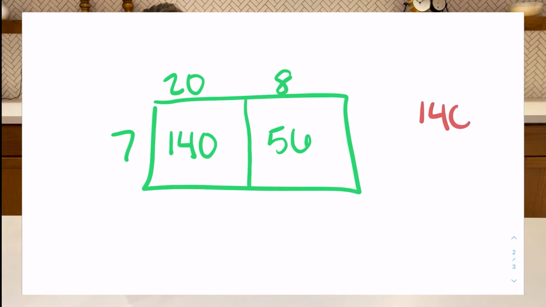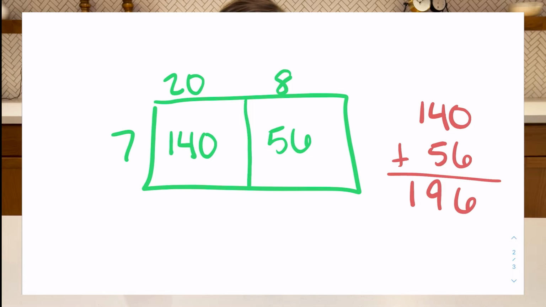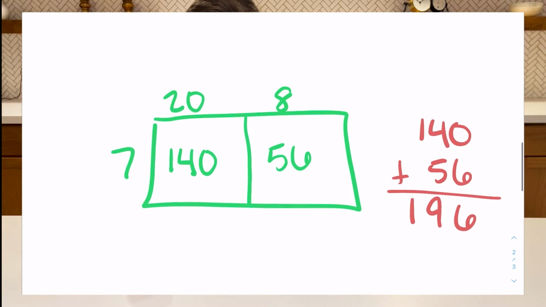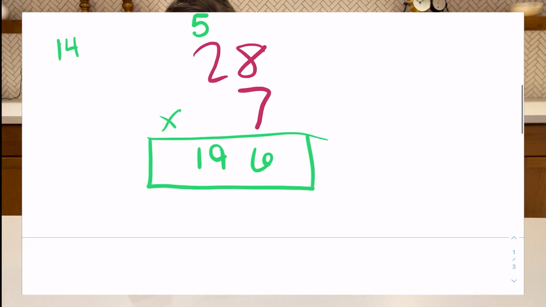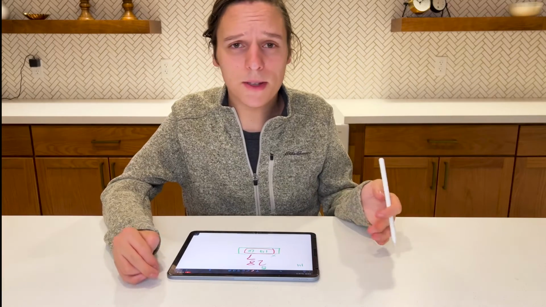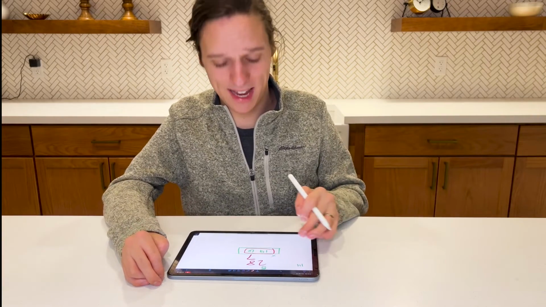140 plus 56 will get us to a grand whopping total of 6 plus 5... 6, 5 plus 4 is 9, and 1 plus nothing is 1. To 196. If we scroll back up, it matches. It's almost like they both get you to the same answer.